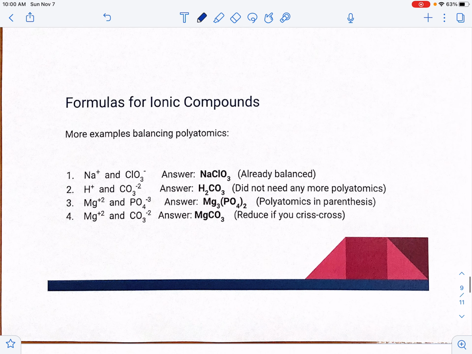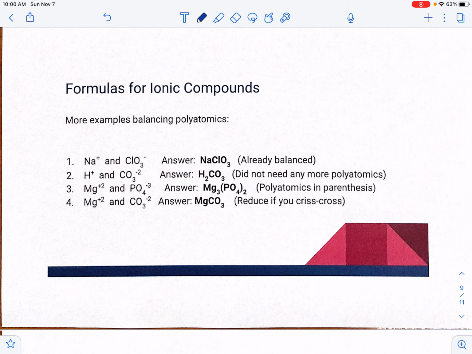Now, more examples. So if I have sodium with a +1 charge and then chlorate with a -1 charge, I can see that they're already balanced. So that means all you have to do is slap them together. There's no need for parentheses because I did not need any more polyatomics.